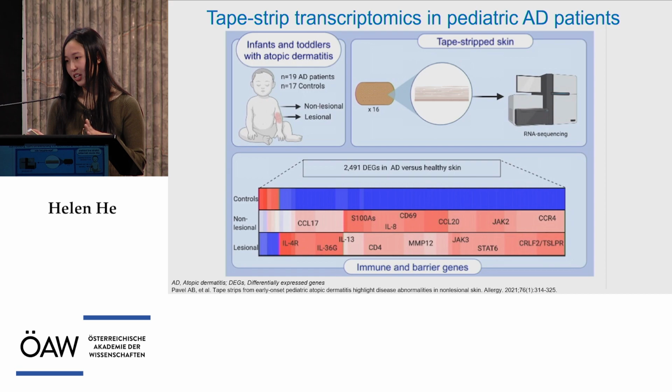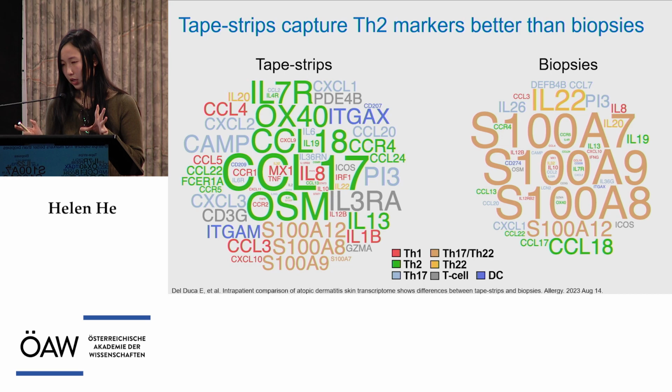So this word cloud is from a study in which we directly compared tape strips to biopsies from the same patients. And here the size of the word reflects the magnitude of the fold change in the AD versus control comparison. And as you can see, while biopsies may have better captured markers of epidermal hyperplasia like the S100As, tape strips actually outperformed biopsies for multiple immune markers, especially markers of Th2, as you can see from the green color, which are often the biomarkers of interest in AD.